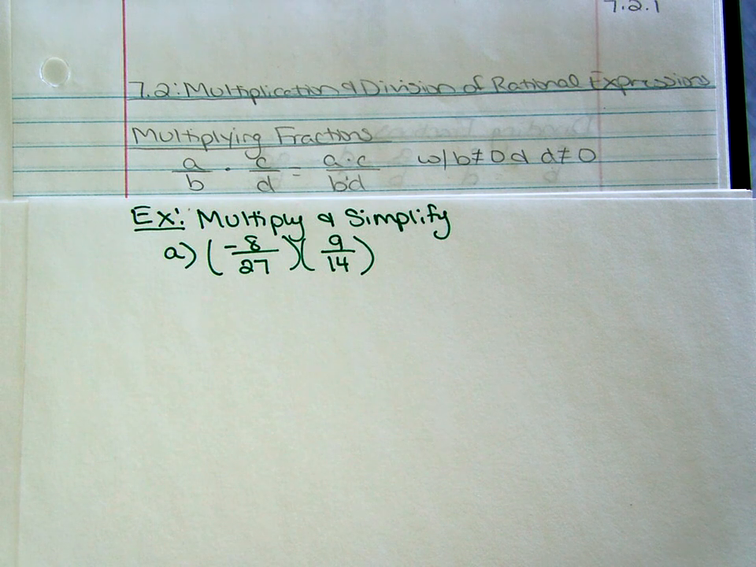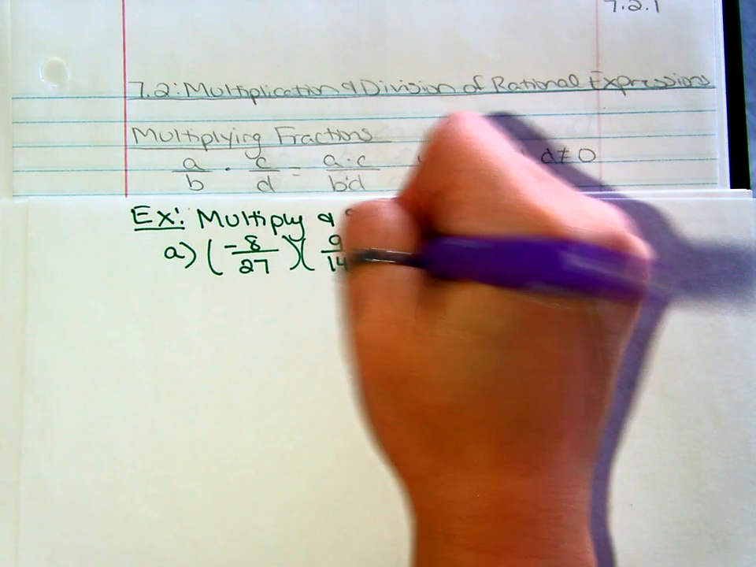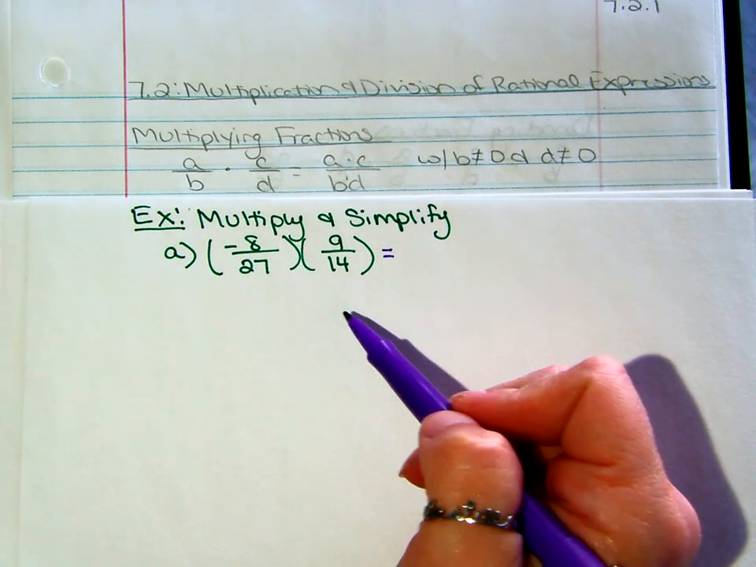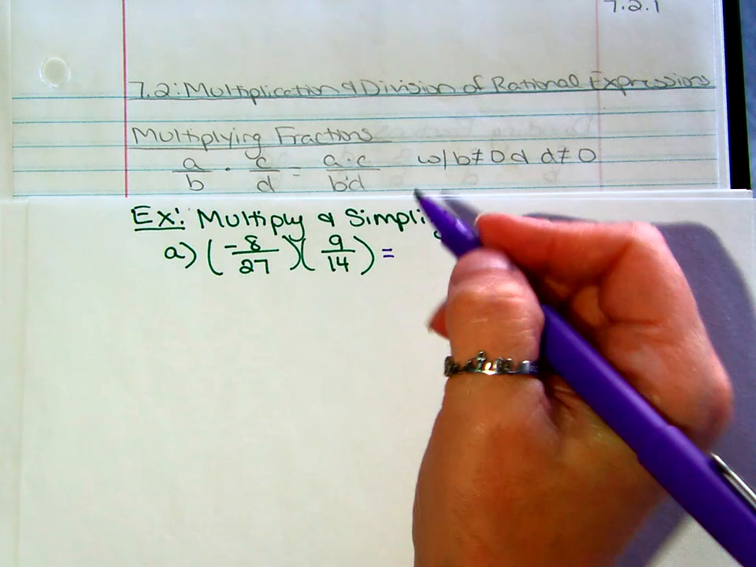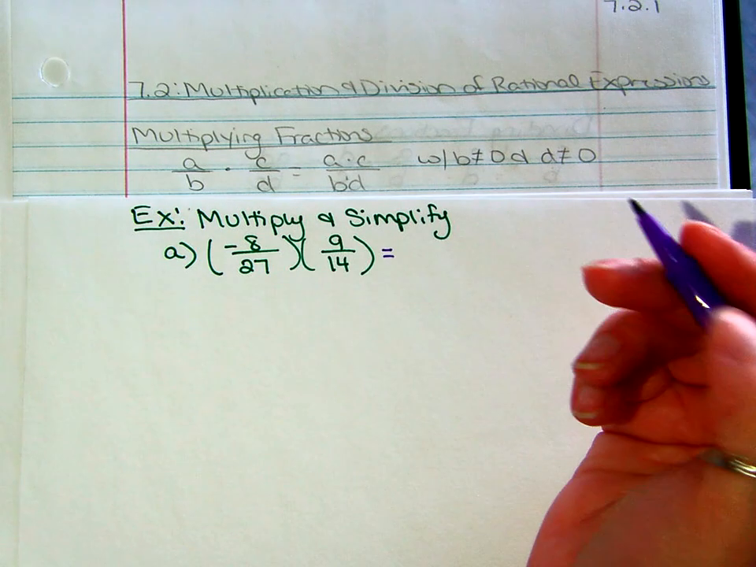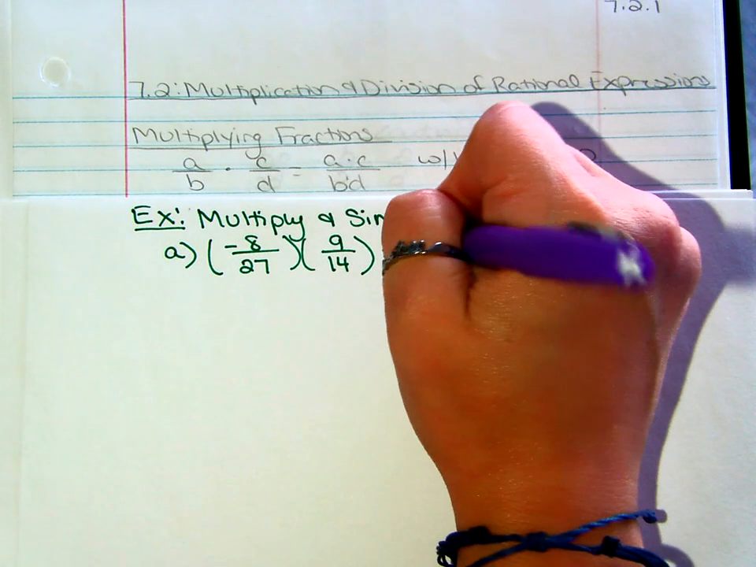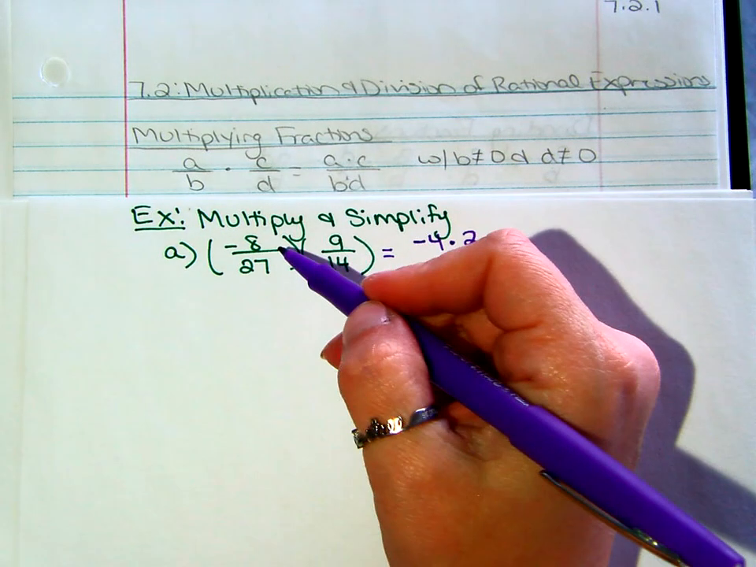So our first example is just numerical, only numbers. So we have negative 8 over 27 times 9 over 14. Now, like I said, you can multiply straight across the top, straight across the bottom, and then do your simplifying. Or you can simplify before multiplying. So if you simplify before multiplying, what we end up doing is we kind of break apart our numbers into factors. And we say, okay, what times what will give me 8? Or negative 8, since I have the negative on top. Well, I know that negative 4 times 2 will give me negative 8, so I split it.